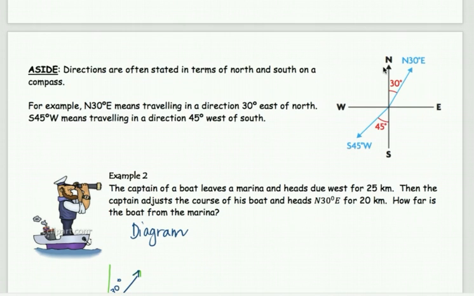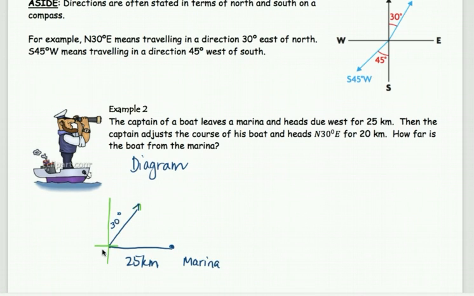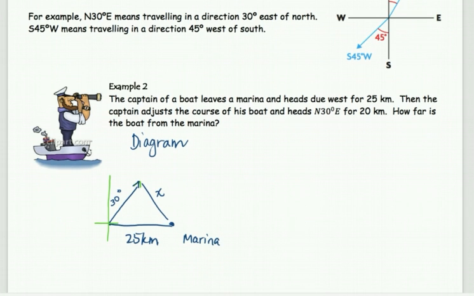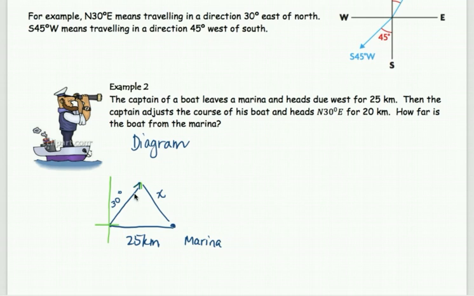Okay, so it's kind of like what we did here. We went west from the marina, then adjusted and went this way. And now you need to figure out, how far are you now from the marina? So this is this part here. Knowing that, you need to solve this problem using your different trig tools. I forgot to add this 20 kilometers here. So we went 25 west, then 20 kilometers north, 30 degrees east, and then we need to find this distance here.